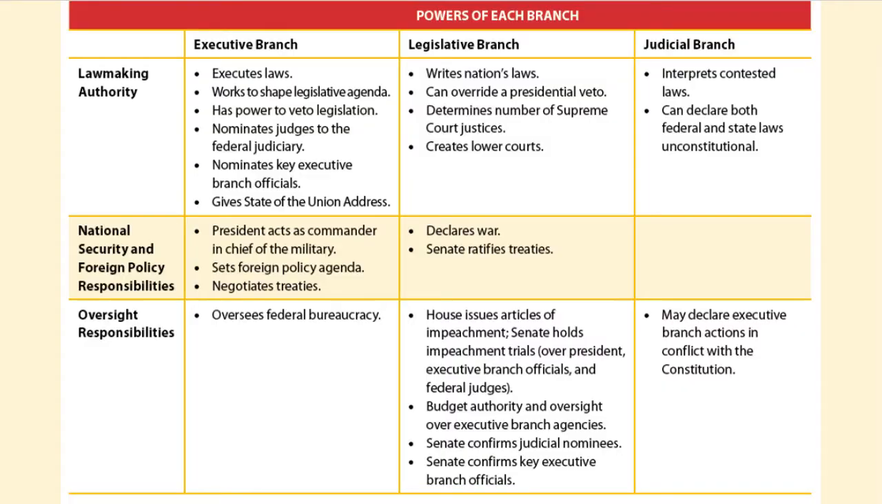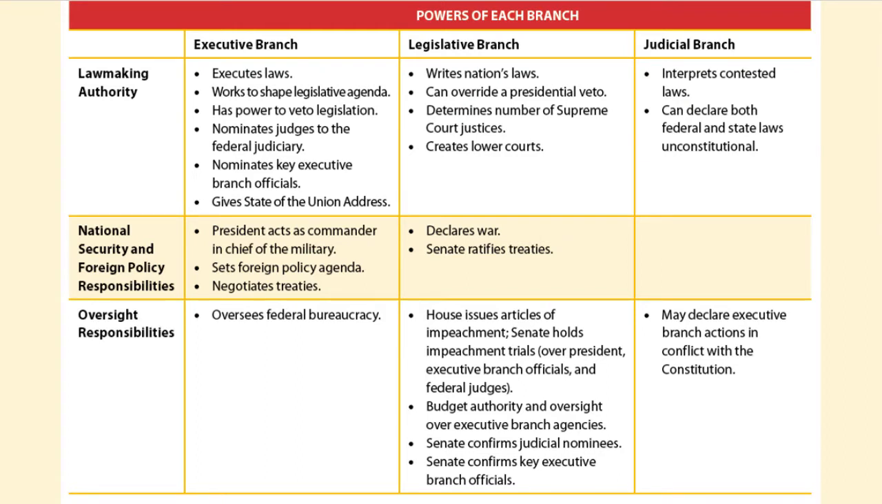So in your textbook, you should see this chart here that's labeled powers of each branch. So let's go ahead and go through that. Over to the left, you'll see lawmaking authority. Under the executive branch, they execute the laws, meaning they actually enforce them. And a way I always think of that is they literally can execute people for breaking the law.